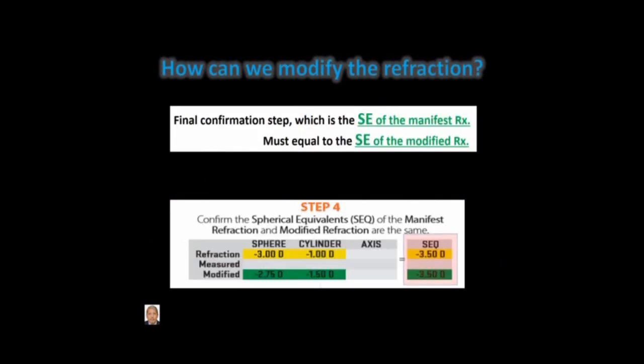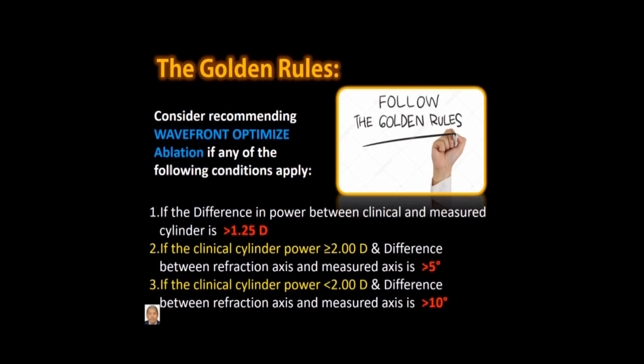Final confirmation step: the spherical equivalent of the manifest refraction must equal the spherical equivalent of the modified refraction. Consider recommending wavefront optimization if any of the following conditions apply. 1. If the difference in power between clinical and measured cylinder is greater than 1.25 diopters. 2. If the clinical cylinder power is equal to or bigger than 2.00 diopters and the difference between refraction axis and measured axis is greater than 5 degrees. 3. If the clinical cylinder power is less than 2.00 diopters and the difference between refraction axis and measured axis is greater than 10 degrees.